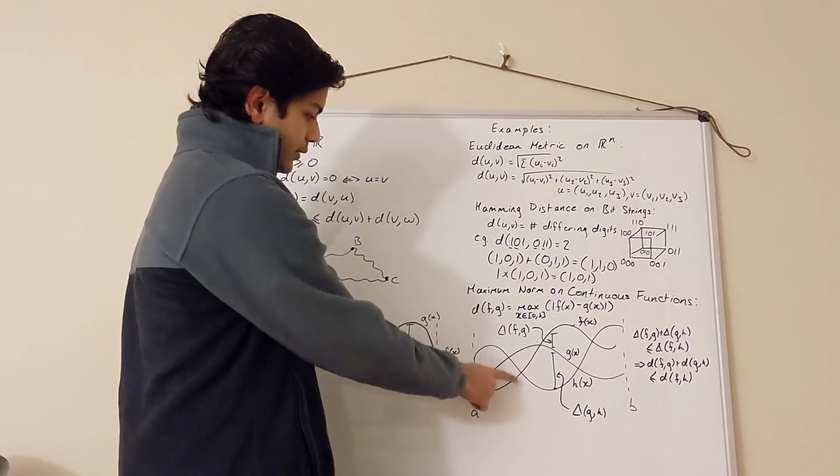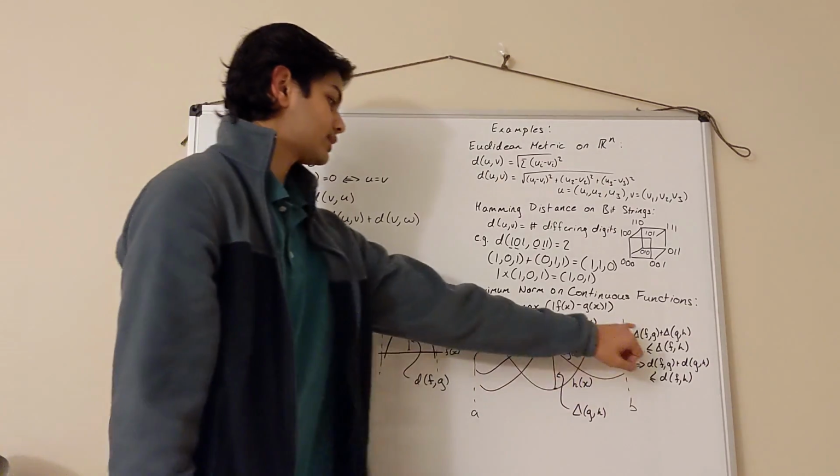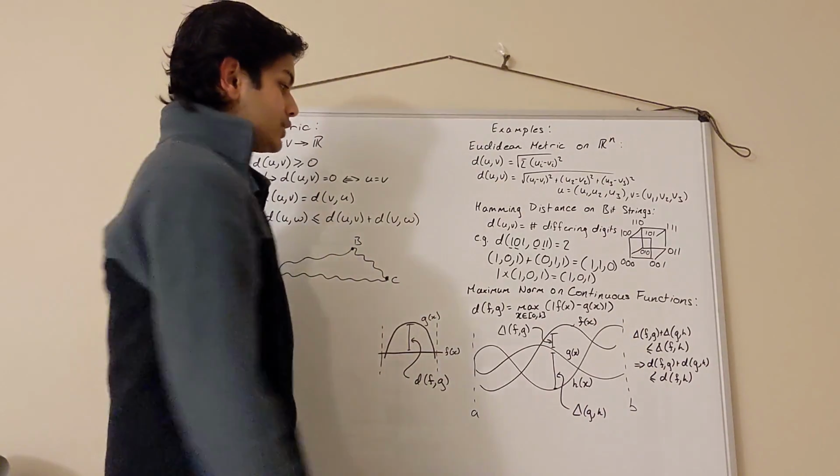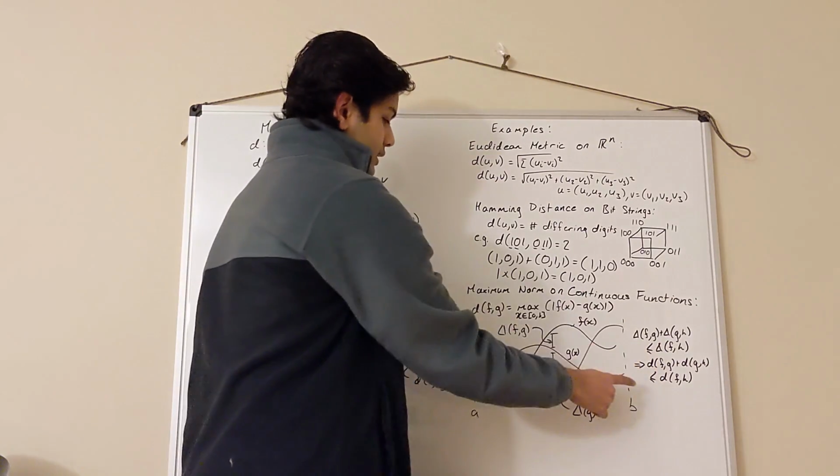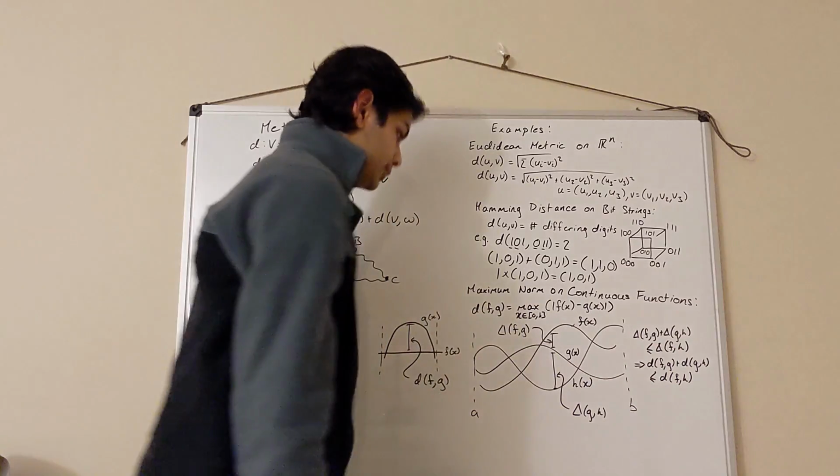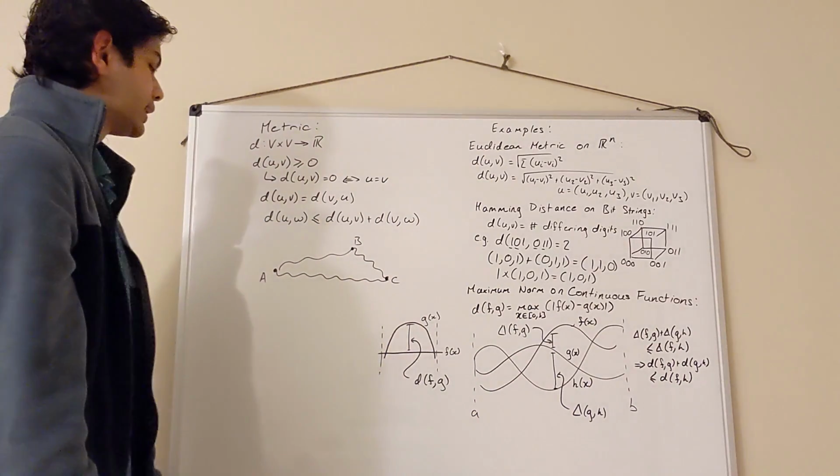And so if you rearrange the order of the functions, you can convince yourself that this less than or equal to actually holds. And since your d is just your maximum of all these deltas, this implies this inequality, which is, of course, the triangle inequality.